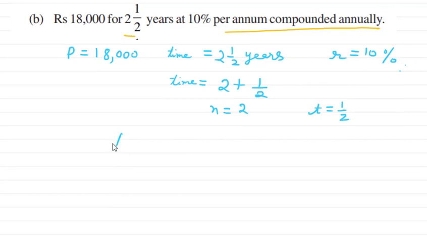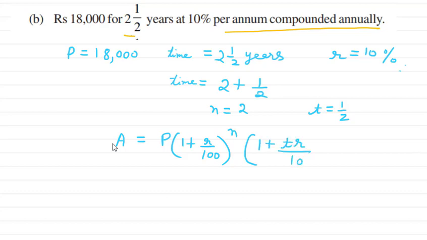So now we have to find out the amount. For the amount you will use the same formula, that is P into (1 plus R by 100) to the power n. But if the time is given in fraction, then one more thing you will do, that will be (1 plus TR by 100). This extra bracket you will use if the time is in fraction. And I've told you n will be the whole number. Like here we have 2.5 years, so n will be 2, and here this t will be this half. So I hope this one is clear to you.